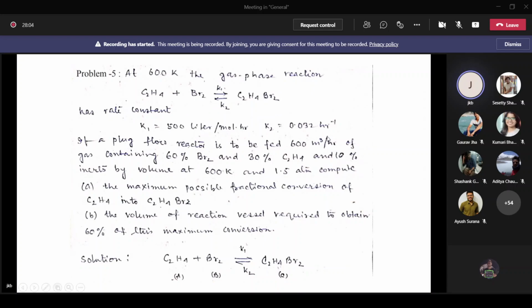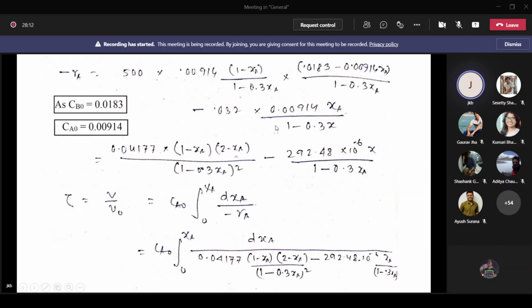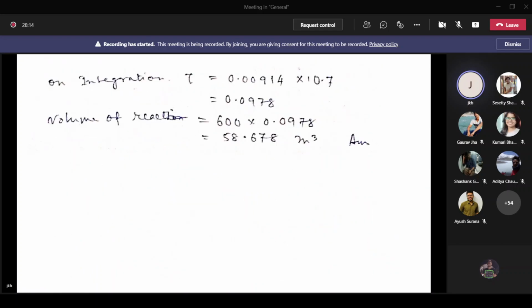So here all are given on an hour basis, K1 rate constant, K2 rate constant, hour basis. So the space time you are getting is in hours. That is, tau is 0.0978. I forgot to write the unit of tau. You should write it, do the correction.